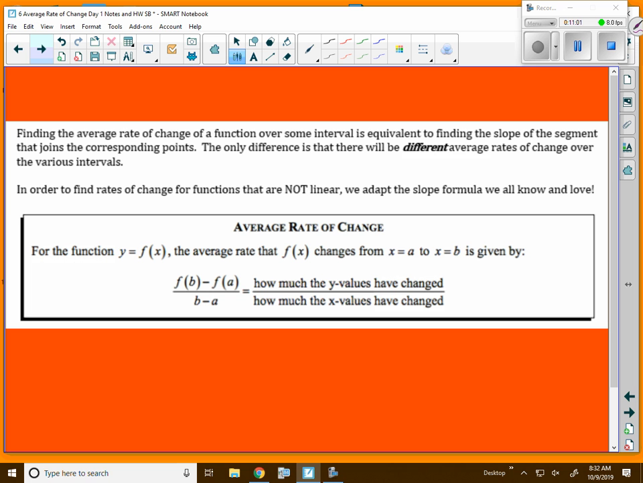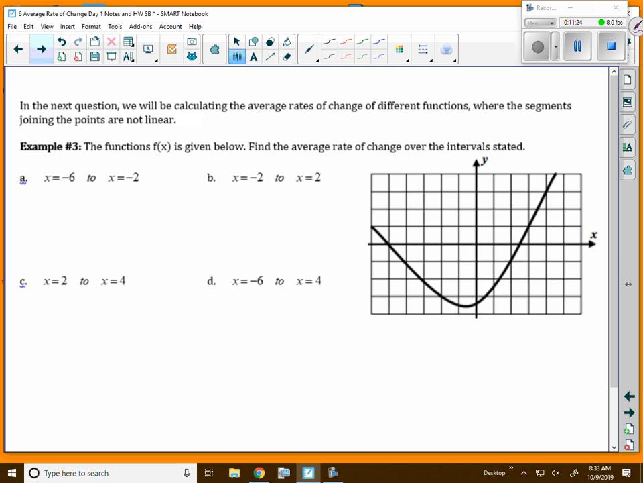Okay, so if we find the average rate of change, we can do it using slope formula. This formula right here is literally the exact same thing as slope formula. It's just different letters. This is saying y2 minus y1 over x2 minus x1. That's all it says. I don't want you to get overwhelmed by anything new. It's the exact same thing.